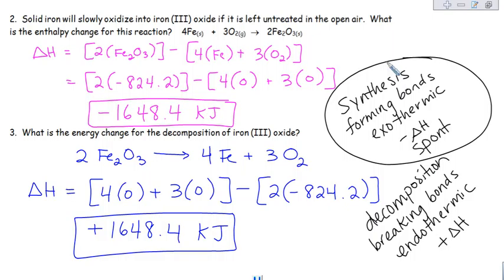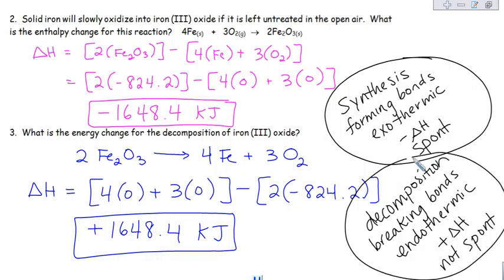But the second, the decomposition, this is not spontaneous. In nature, if you got like a rusty nail, it doesn't just go back to its original iron. That would be a highly endothermic process, and it would require a lot of energy input. So look at that. This just all comes full circle. I love it.